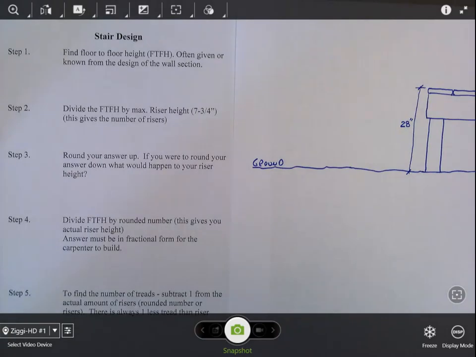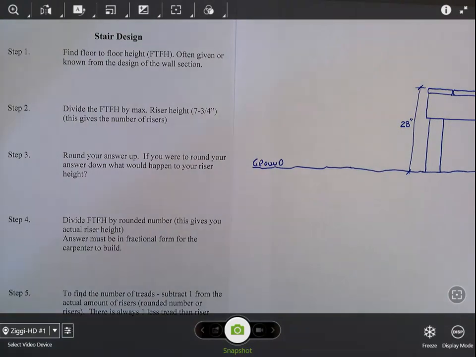In this lesson, you're going to learn how to design a set of stairs, and more specifically find three items: the riser height, the amount of risers, and the amount of treads. If you're going to actually lay out a set of stairs, those are all things that you need to know. There are also things that you need to have on the drawing so that the contractor building the stairs knows exactly what to build.